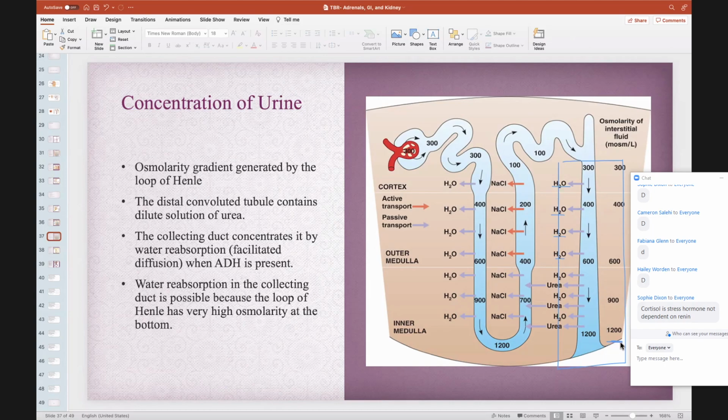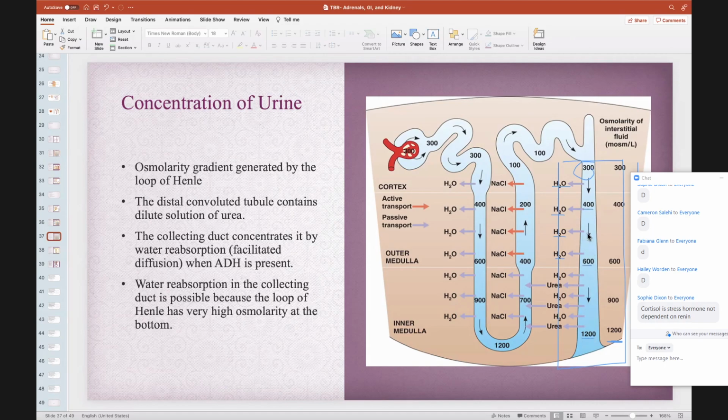So how do we even generate this osmolarity gradient for the collecting duct to allow that water to pass through and concentrate what's in here? So we start very dilute, and as we extract more water, it becomes more concentrated.